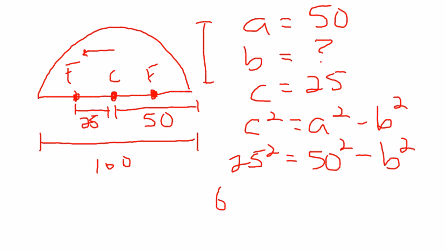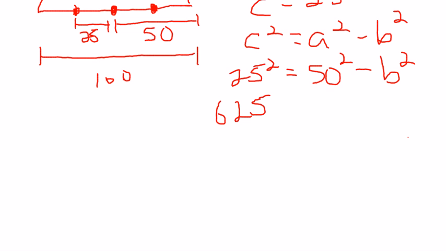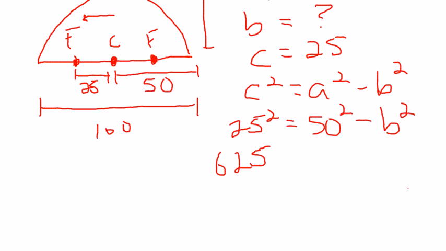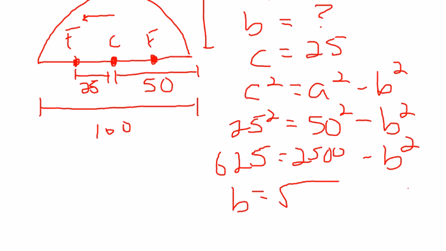So this gives me 625. Actually, I'll go down to there. So 625 equals 2500. Sorry, that's not 25. Yeah, it's 2500. Yep. Minus B squared. If I shuffle around a little bit and square root, I get B equals root 1875.